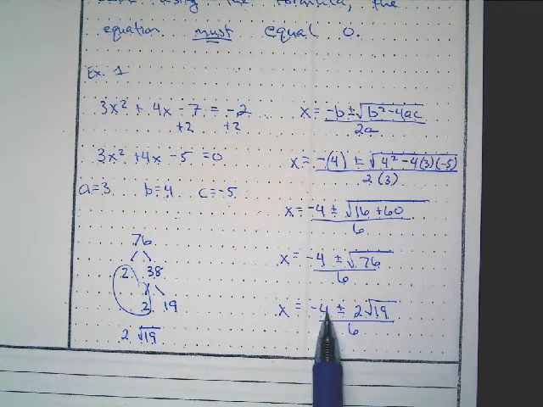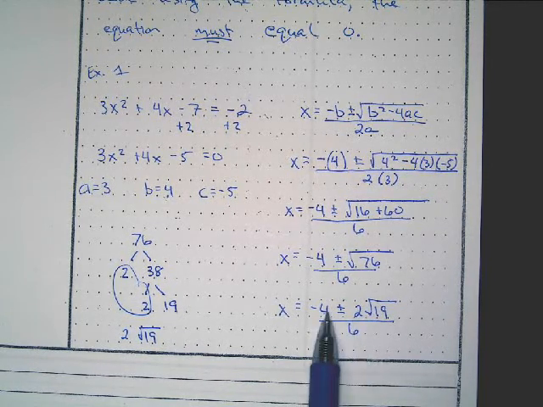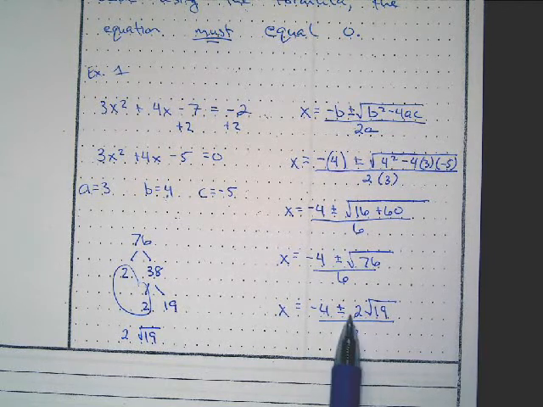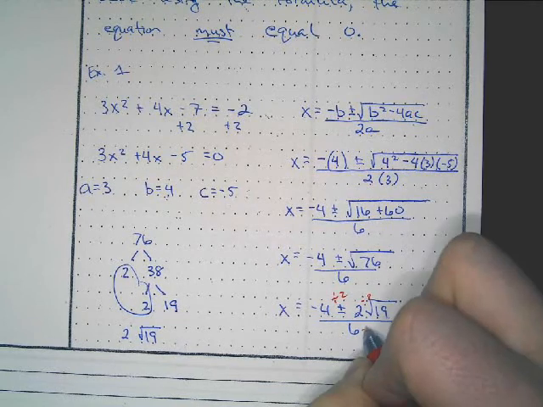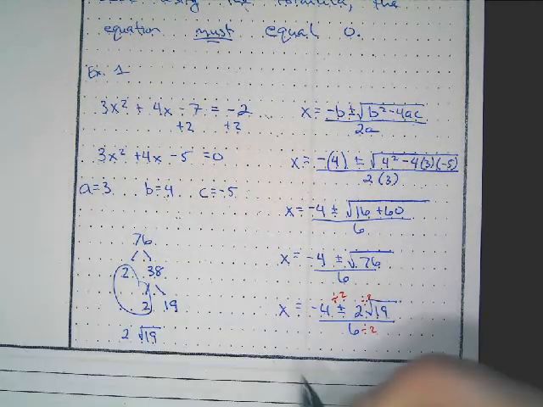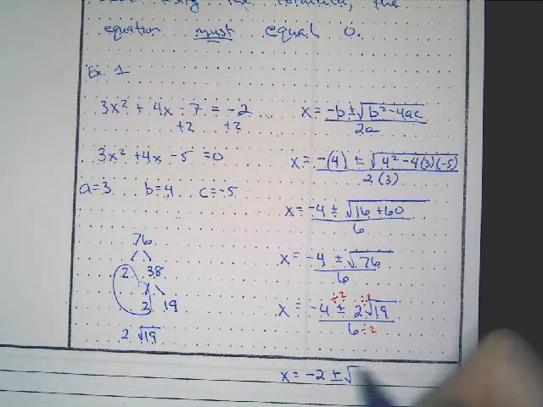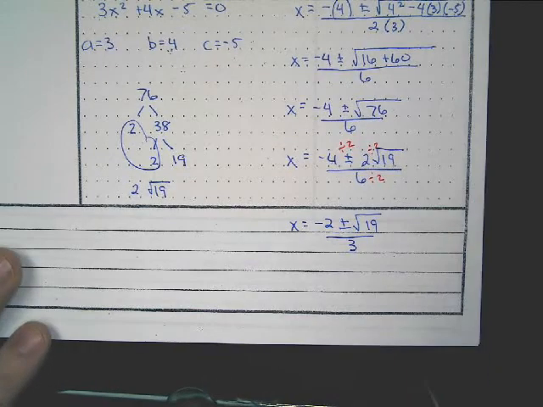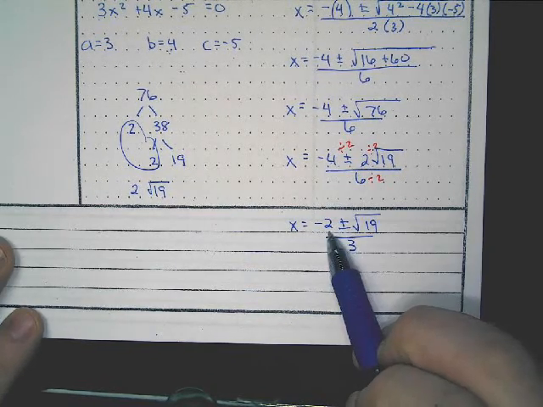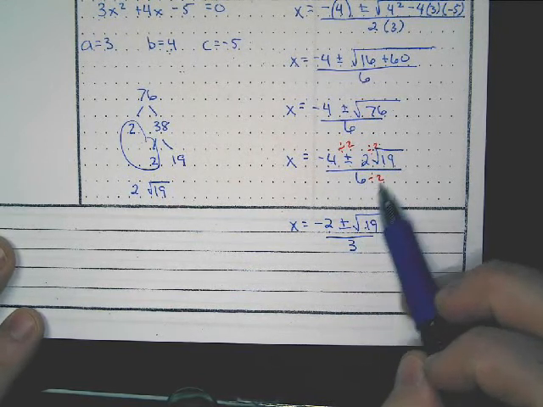Now each one of the numbers on the outside of the radical can be divided by 2, but I need all 3 of them to be divisible for this to work, so I can simplify this fraction. So I can divide each one of these by 2. And I end up with x equals negative 2 plus or minus root 19 over 3. So negative 4 divided by 2 is negative 2. 2 divided by 2 is our hidden 1 that I did not write. The root 19 stayed, and then 6 divided by 2 is 3.